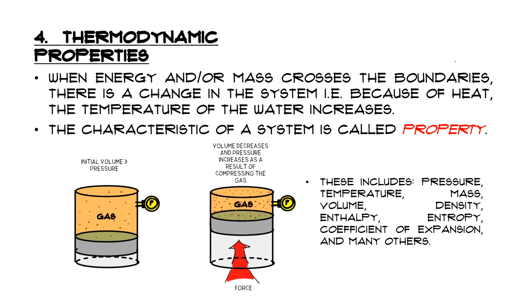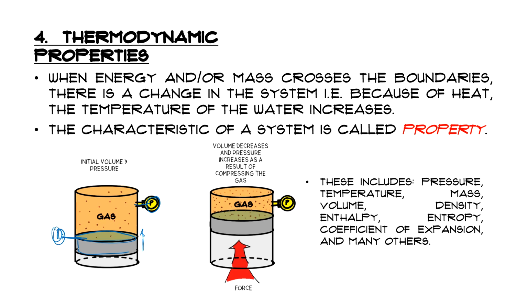Okay, and then next, let's introduce the thermodynamic properties. When energy or mass crosses the boundaries, there's a change in the system. Let's say here, initially we have a gas, and we have a cover here that can move up and down. Initially at this position, if we take a measurement of its pressure, volume, or temperature, then we can have a reading.